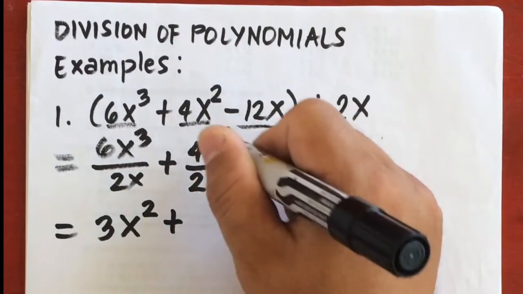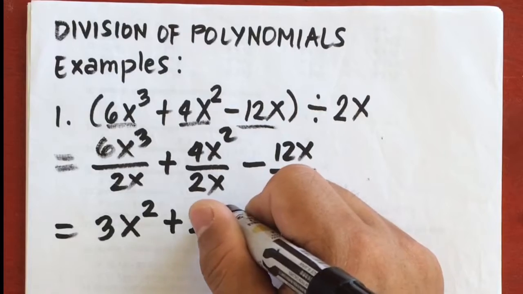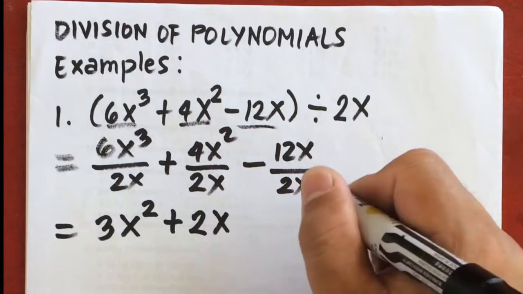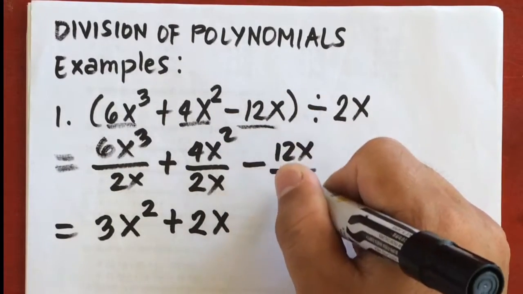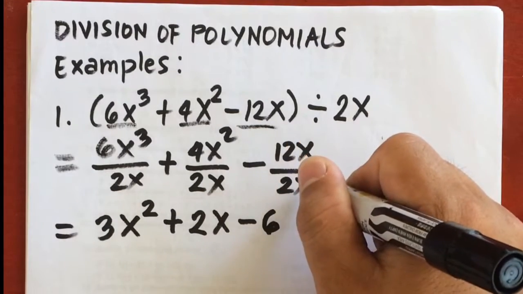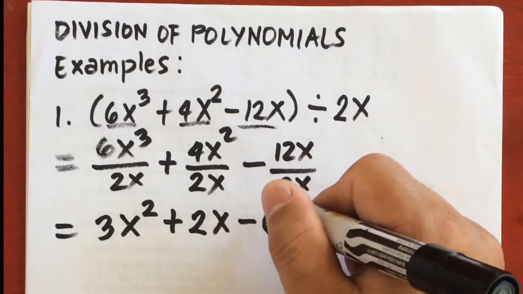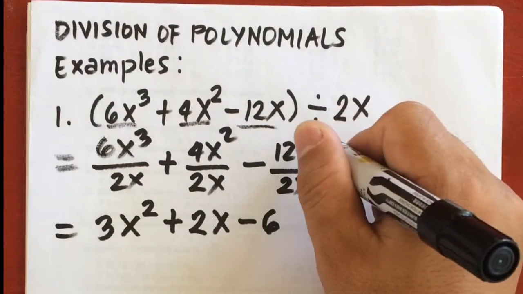Then plus 4 divided by 2 is 2. x squared divided by x is x. 2 minus 1 is 1. Then negative 12 divided by 2 is negative 6. Then x divided by x is simply 1, so you don't need to write 1. So the answer will be negative 6.